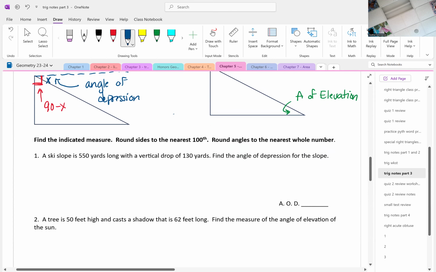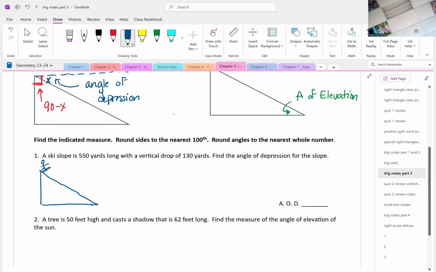So we have a ski slope is 550 yards long with a vertical drop of 130. Find the angle of depression. Now, when you're doing these problems, they will always form a right triangle. Otherwise, this is not going to work with our right triangle chapter and our right triangle strategies. So I know we don't all ski, but I'm sure that all of us know that skiing happens on a mountain. So we've got our nice little hill, and there's our skier.